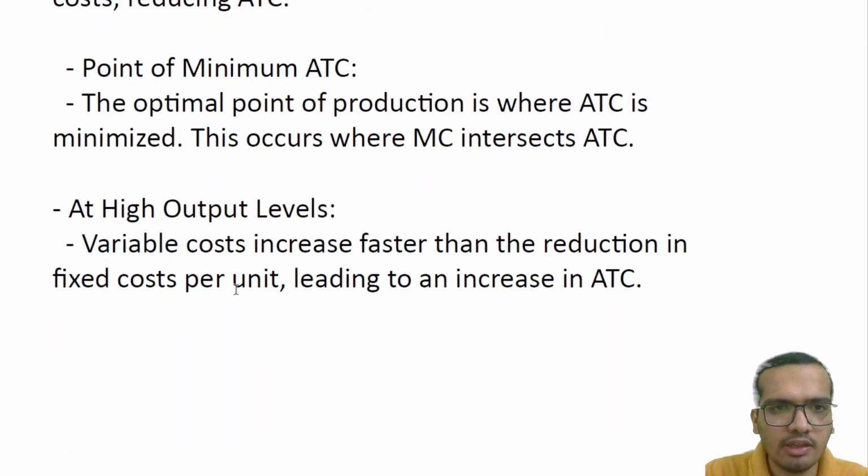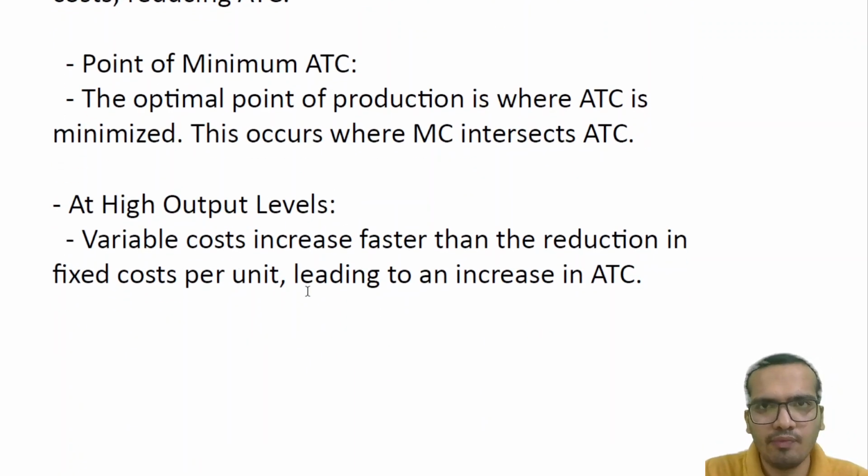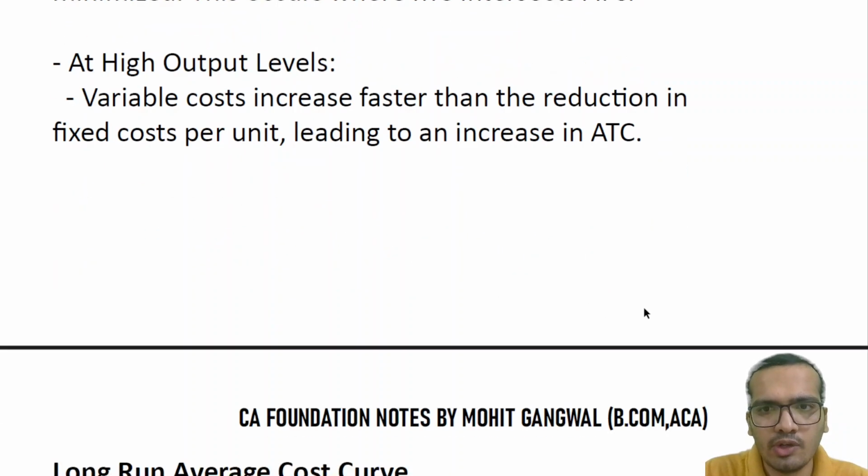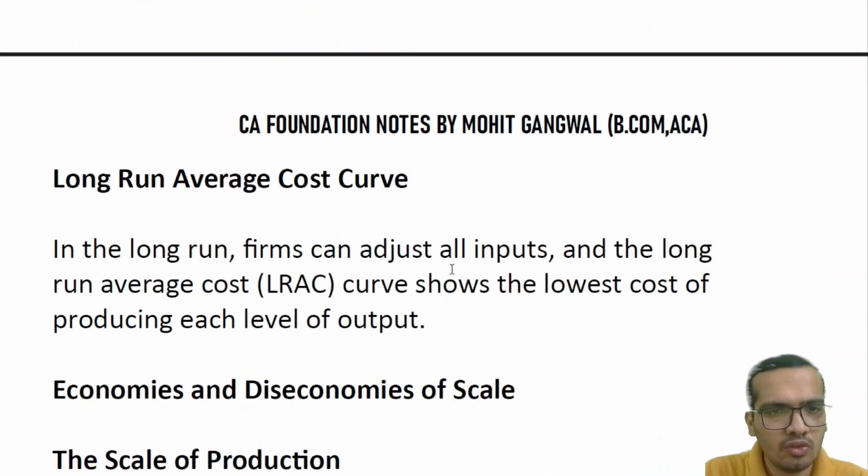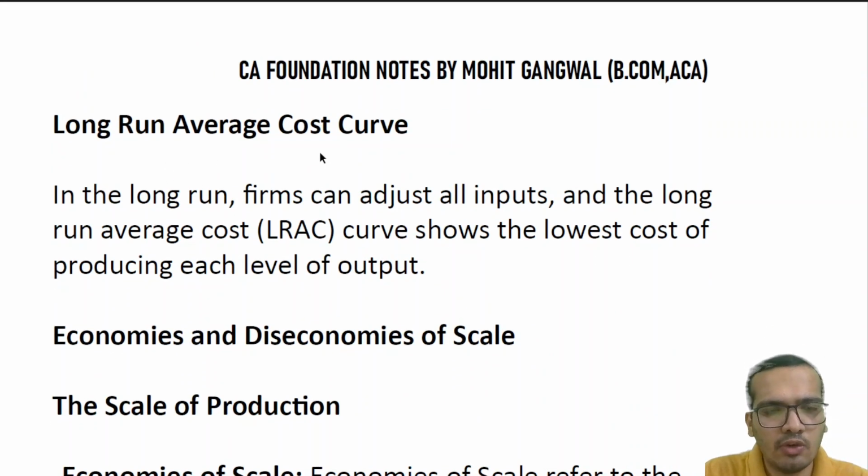And third comes at higher output levels, variable cost increases faster than the reduction in fixed cost per unit, leading to an increase in average total cost. Now comes one more topic, the long run average cost curve. In the long run, a firm can adjust all inputs, and the long run average cost, that is the LRAC curve, shows the lowest cost of producing each level of output.